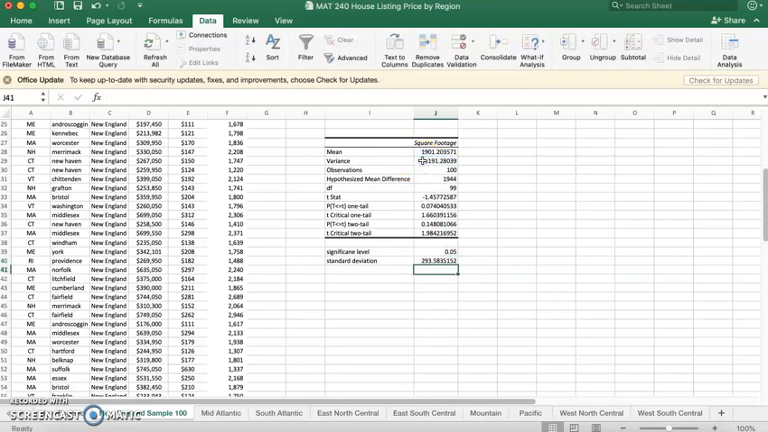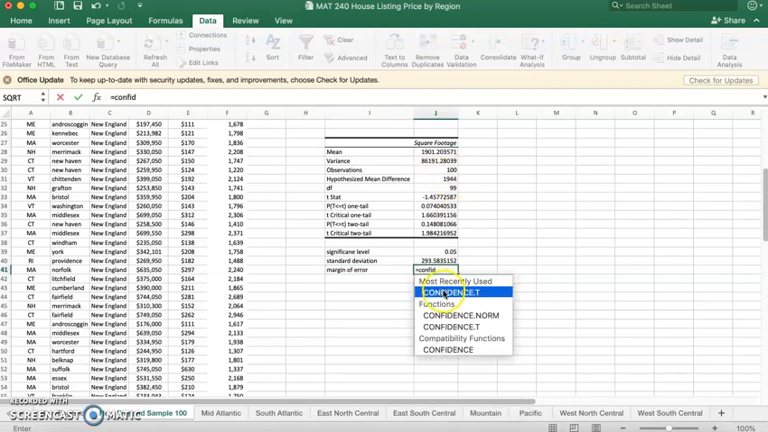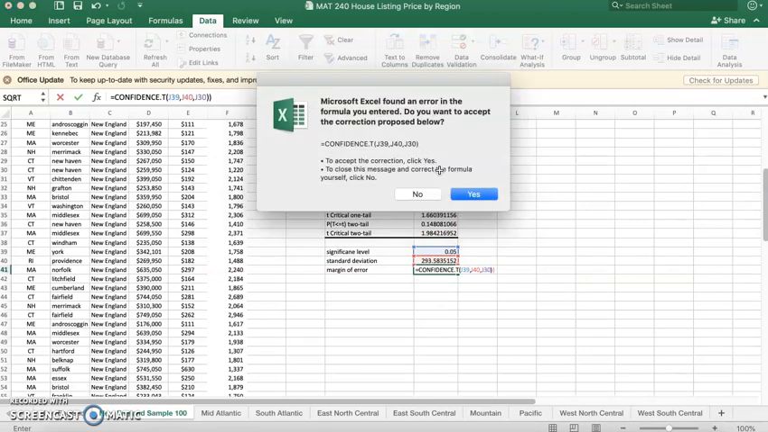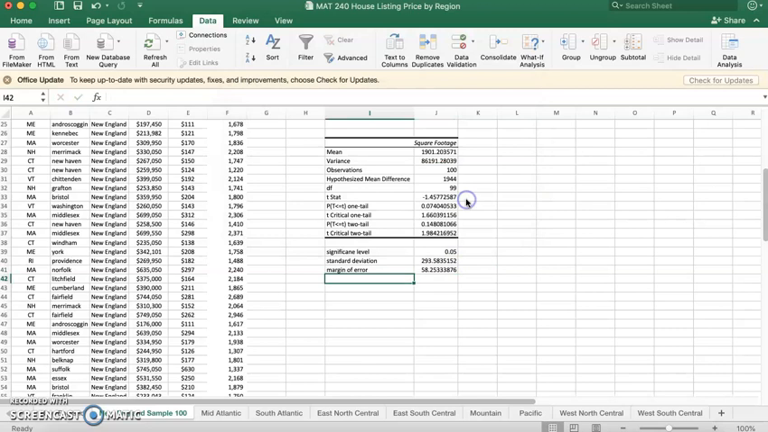Either way works. So when we're looking for our margin of error, that's going to equal CONFIDENCE.T. Remember, we're using the t distribution. So we're going to say alpha, then our standard deviation, and then our sample size n. Oops, we definitely have one too many parentheses. All right, so our margin of error is 58.